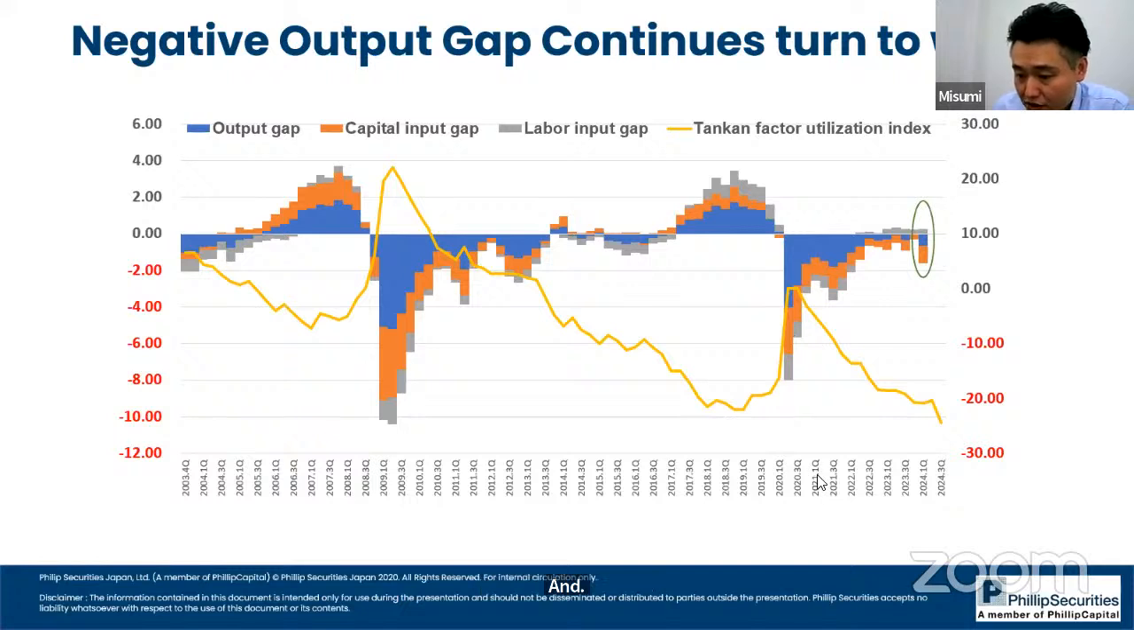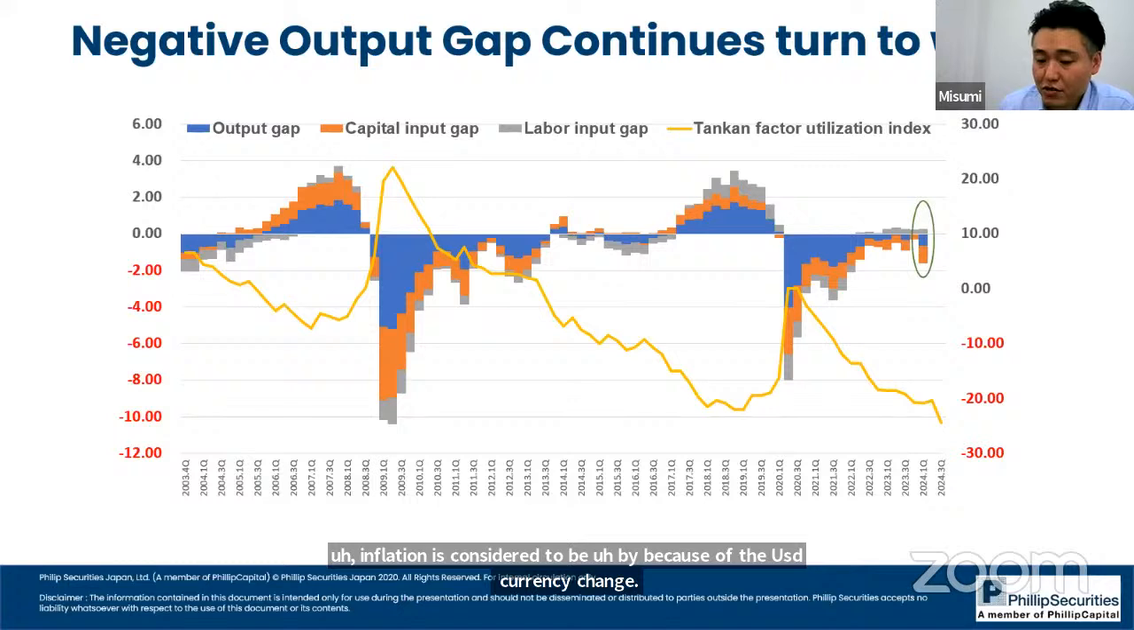We see that from 2020, after the corona, it turned out to be a supply gap. Supply exceeded demand, but it is shrinking. Then it's almost zero, but it slightly turned to a negative output gap. It's been supply exceeding. So our inflation is considered to be because of the USD currency change, not because consumption increases rather than supply increase.